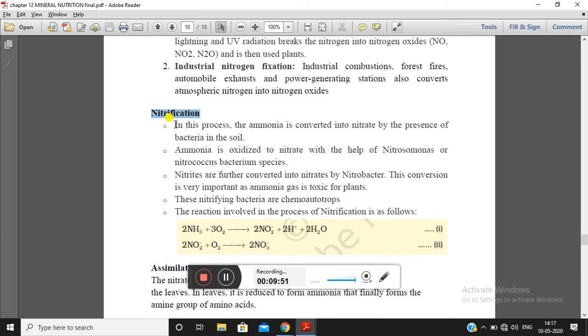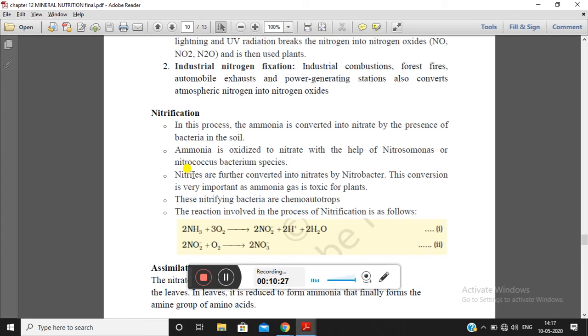Now nitrification is a process in which ammonia is converted into nitrate by the bacteria present in the soil. So ammonia gets converted into nitrate, that is NO3 minus, in the presence of bacteria. The ammonia is oxidized to nitrate with the help of Nitrosomonas or Nitrococcus bacterium species. So these are the two bacterium species which help in the conversion of ammonia.